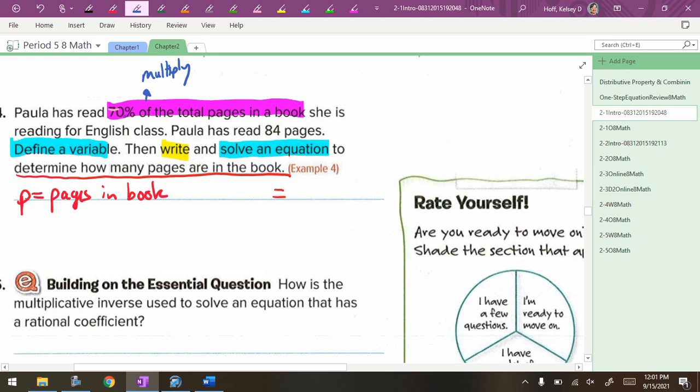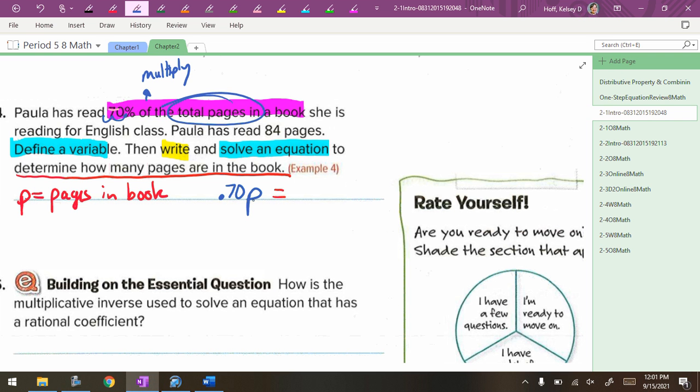Okay, so wherever your decimal is, in this case it's after the 70, twice to the left. So 70% is really 0.70. Of means we need to multiply it by the total pages in the book. Do we know how many pages are in the book? We just said we called that P, right? So 70% times P, because that's how many pages in the book.